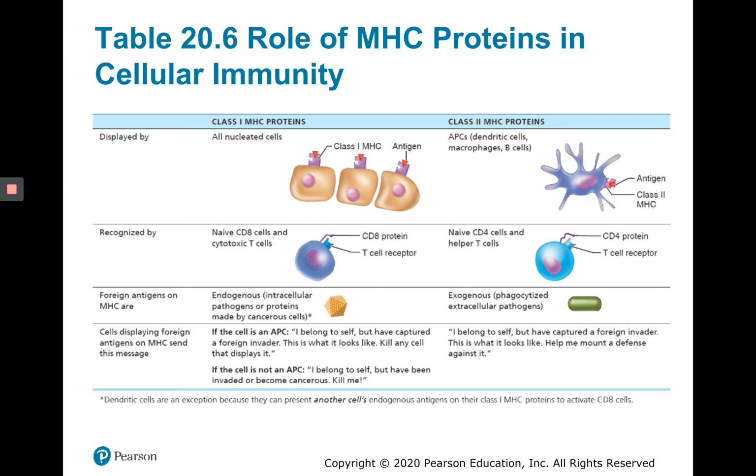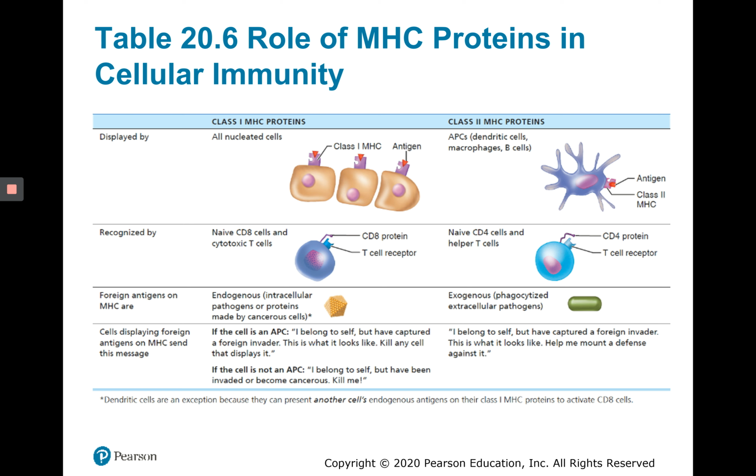Whereas if the cell is just a normal cell, but it's displaying a non-self antigen, that normal cell is going to say, I belong here, but something's happened. I've been invaded. Maybe I became cancerous. And that's why I'm presenting an abnormal non-self antigen instead of my normal self antigen. So please kill me because an infected cell can't be saved.